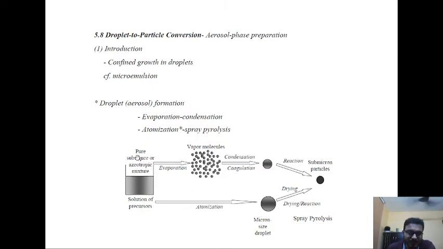On the left hand side we have a pure substance or azeotropic mixture along with the solution of precursors. The pure substance is evaporated into vapor molecules, and then it is condensed or coagulated into submicron particles. Similarly, the solution of precursor is atomized into micro-sized droplets, and then drying or reaction, that is spray pyrolysis, again gives us submicron particles.